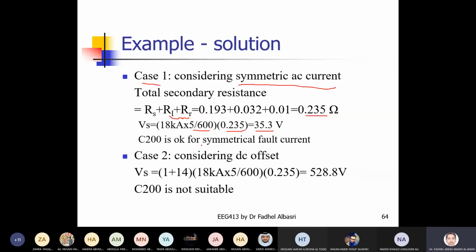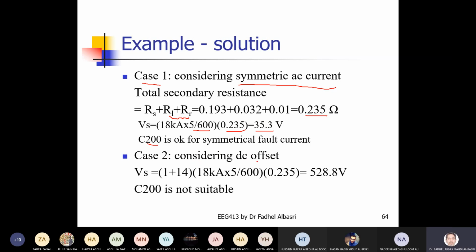So what is the voltage developed at the secondary of the CT due to that symmetrical fault current? It will be 35 volts, much less than the 200 volts that this C200 class CT can develop and withstand, so the error will be within 10%. So 200 volts represents the limit that you should not exceed for the error to be within 10%.